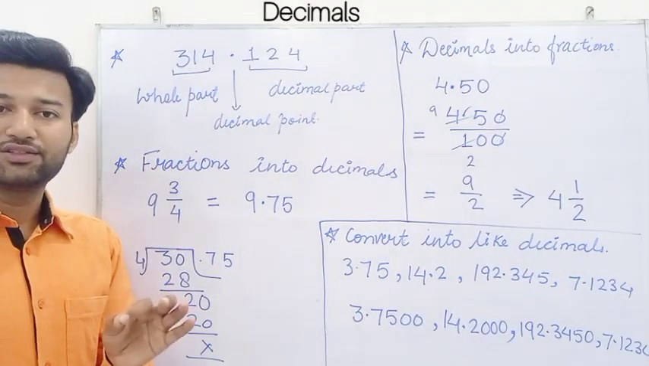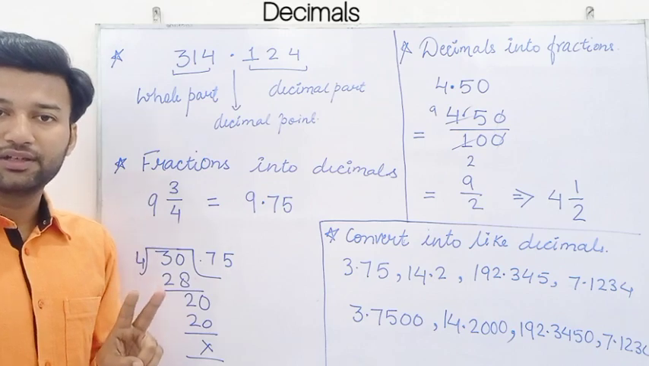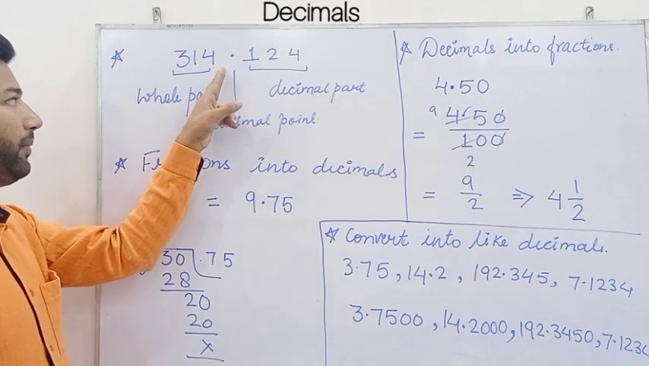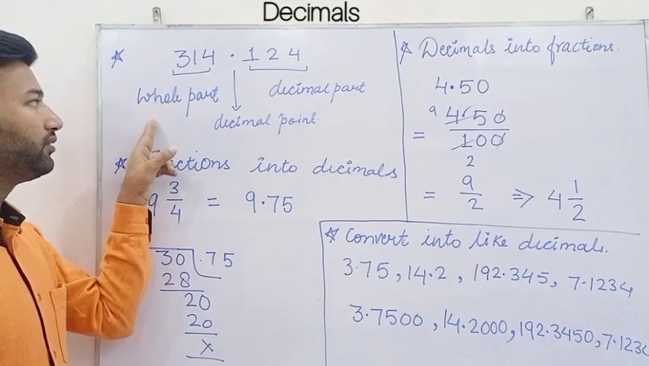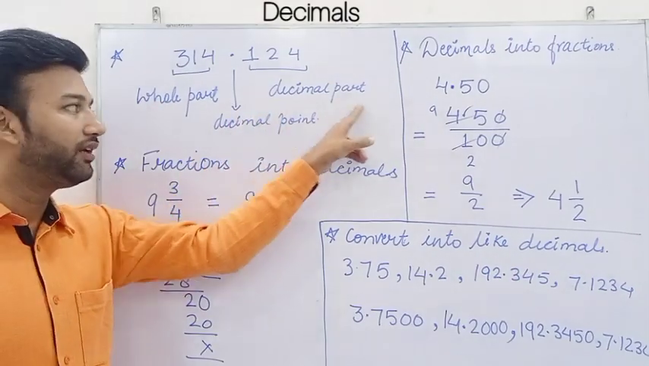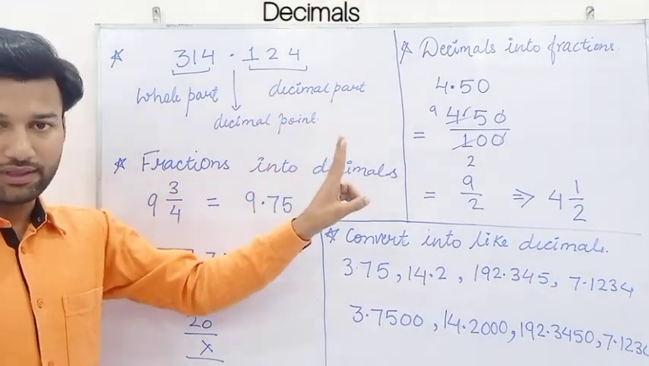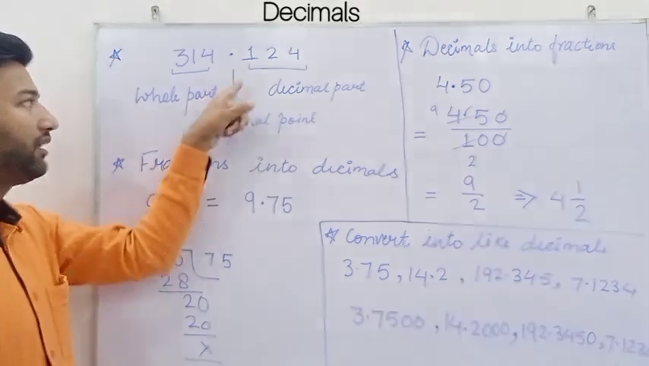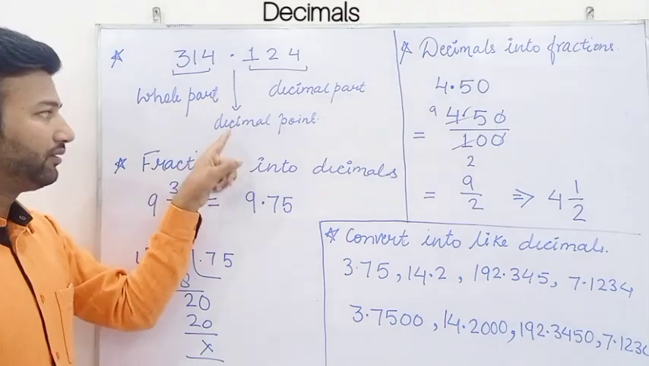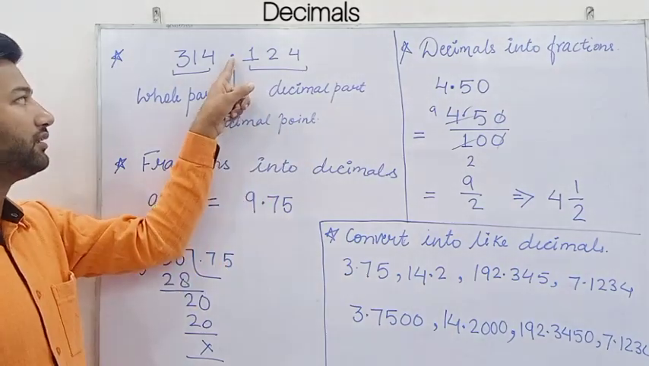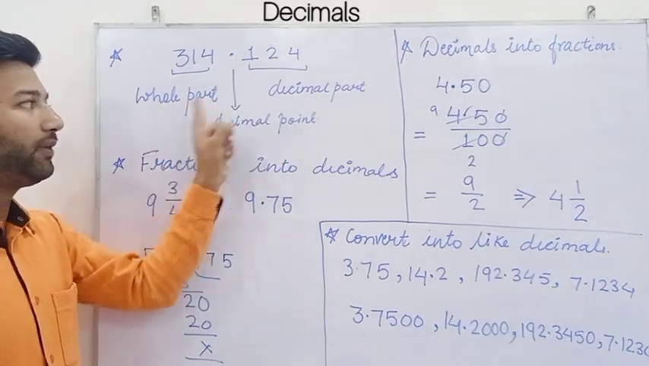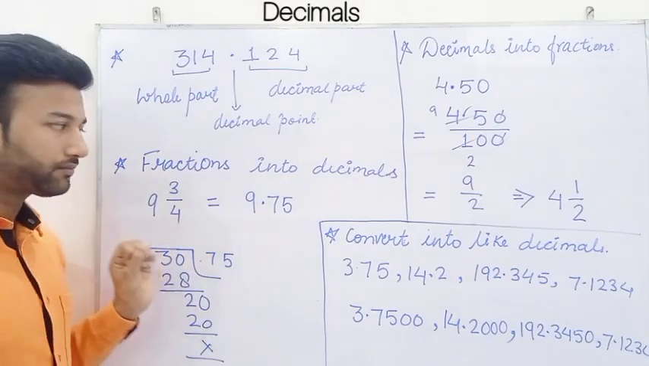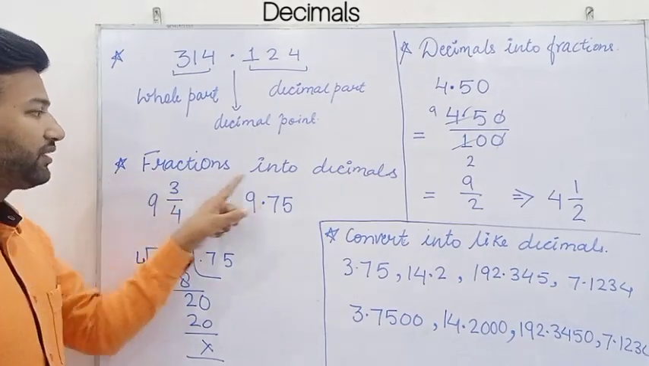A decimal consists of two parts. The part before the decimal point is known as the whole part and the part after the decimal point is known as the decimal part. Both parts, the whole part and the decimal part, are separated by the decimal point. See, this is the decimal point between the whole part and decimal part. Okay.